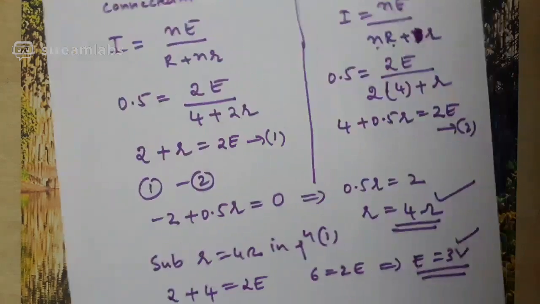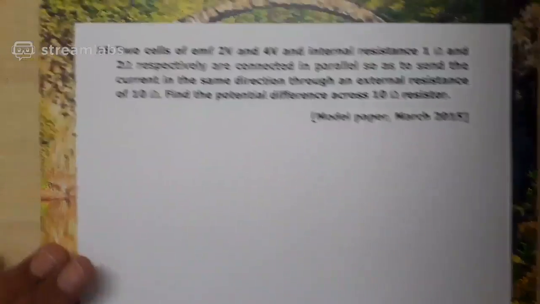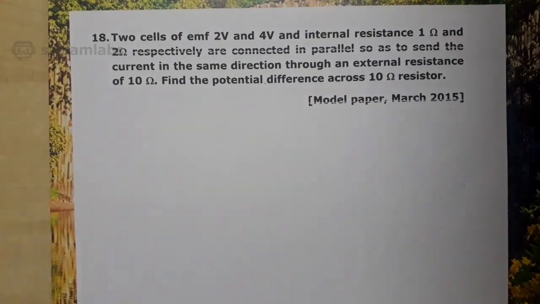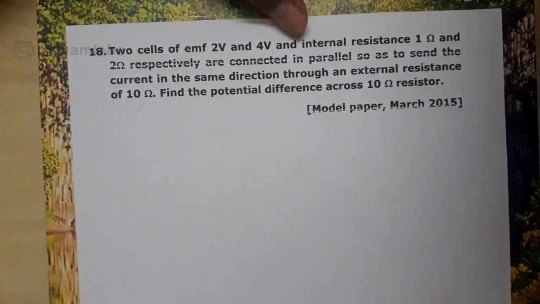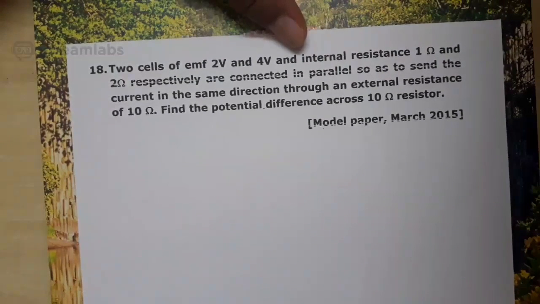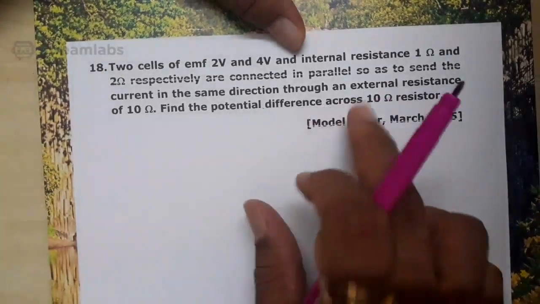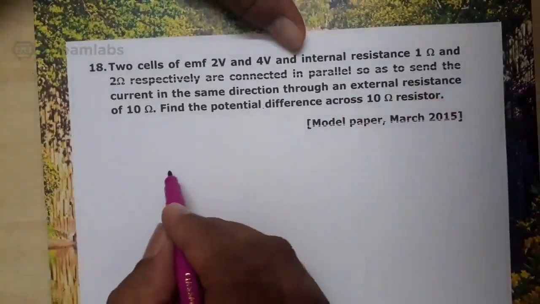We'll go on to problem number 18. 17th is over, 18th now. Two cells of EMF 2 volt and 4 volt and internal resistance 1 ohm and 2 ohm respectively are connected in parallel so as to send a current in the same direction through an external resistance of 10 ohm. Find the potential difference across the 10 ohm resistor.